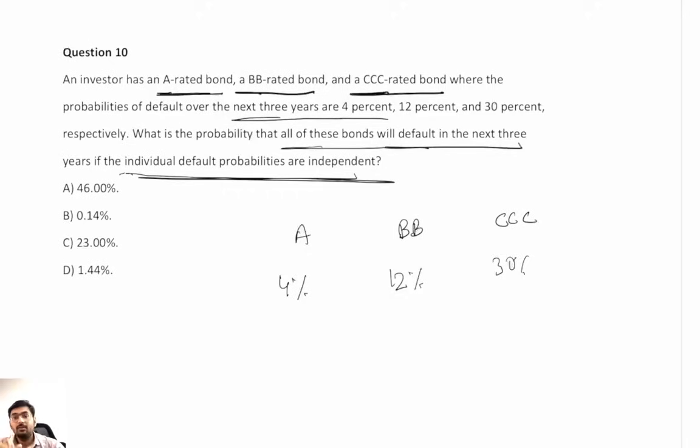Now they are asking me, what is the probability that all these bonds will default in the next 3 years? Are you clear? All these bonds will default in the next 3 years. So that you need to calculate. So point is very simple. I want to calculate a joint probability. Multiply them and you will get the answer as 0.14%. This is the answer. 0.14%. Clear? Very simple. So I have practiced all possible different types of questions here.